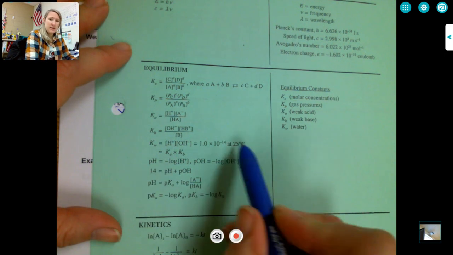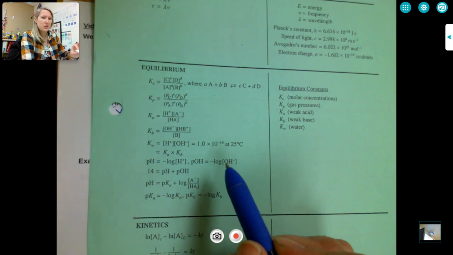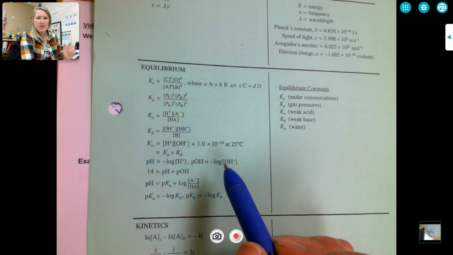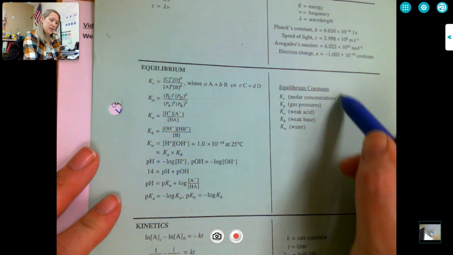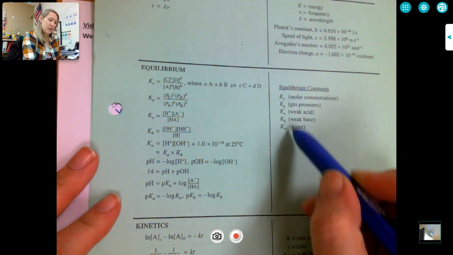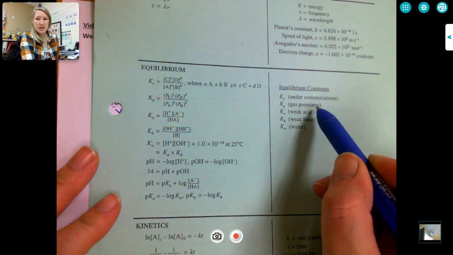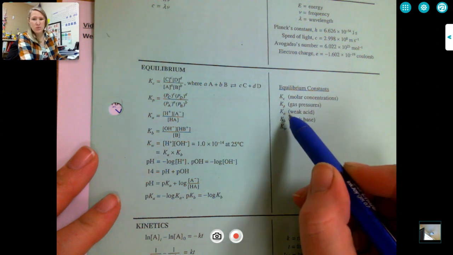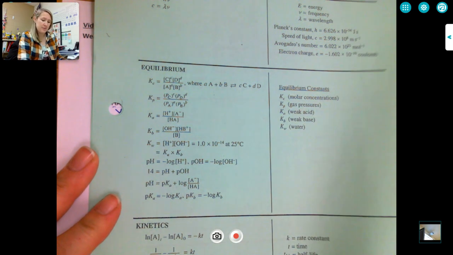So we're dealing with this section still in equilibrium. Now we're just looking specifically at equilibrium in terms of acids and bases. And then we've got our equilibrium constant. This is a reminder of, hey, this is what everything is. Kp is gas pressures, Kc is molar concentrations, weak acid, weak base, and water.